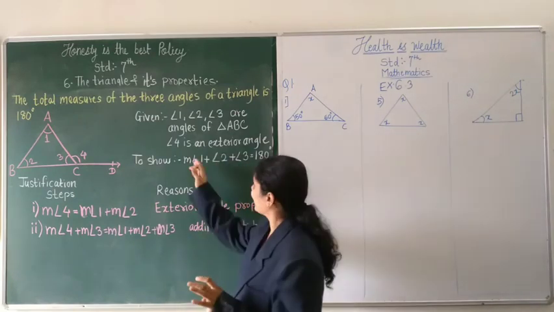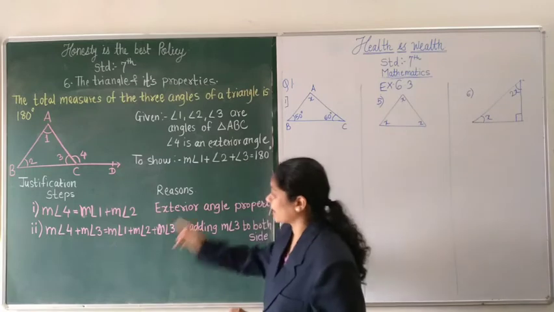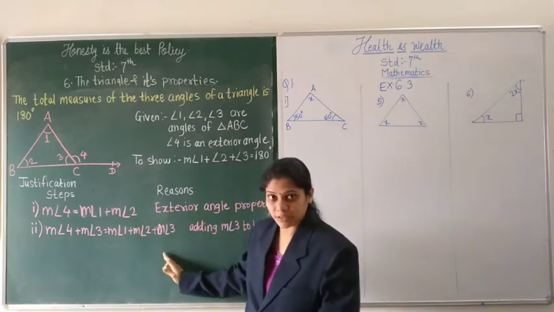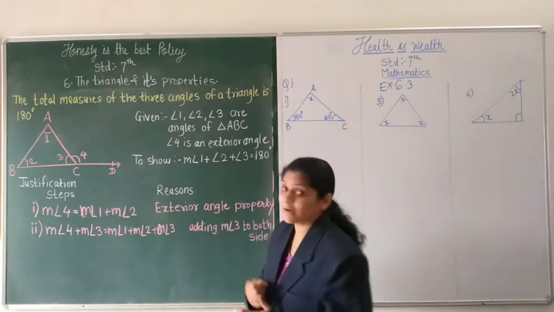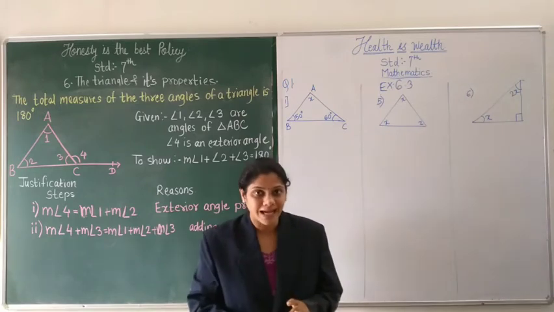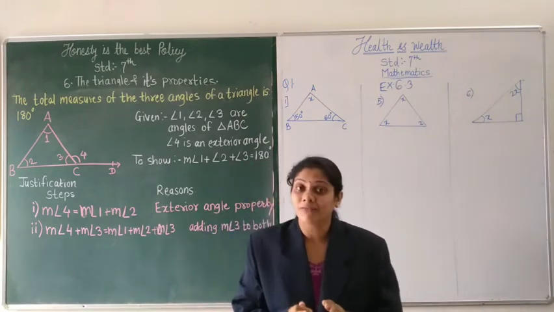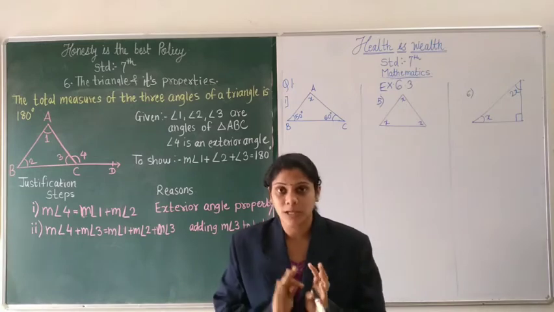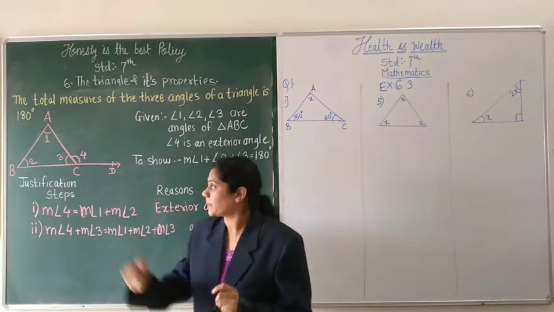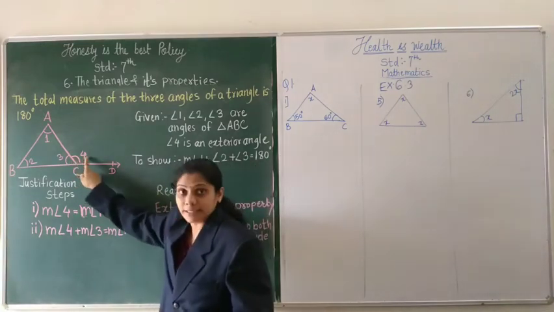We get measure angle 1 plus measure angle 2 plus measure angle 3 on the right-hand side of the steps. But what about 180? We know that a linear pair of angles has a sum of 180. Now look at here. Which are the linear pair? Angle 3 and angle 4 are a linear pair.